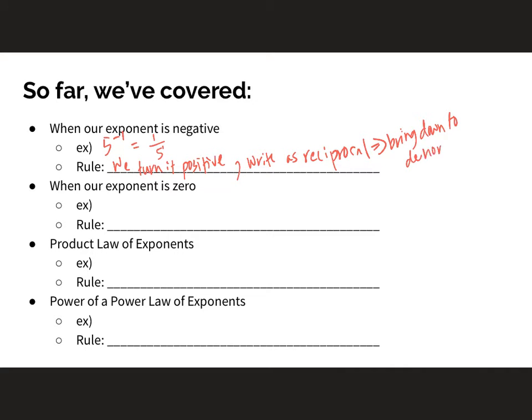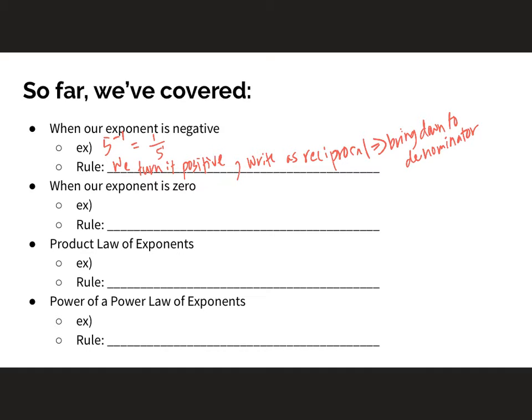Generally, in Algebra 2, we just bring negative exponents down into our denominator. In Algebra 2, we might end up doing some other examples where we're not always just bringing it down to the denominator, but for Algebra 1's sake, generally, let's just bring it down to the denominator.